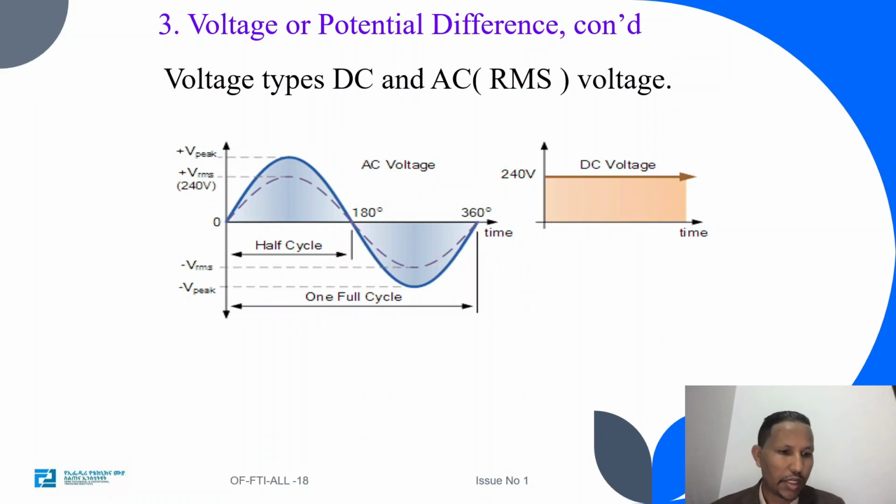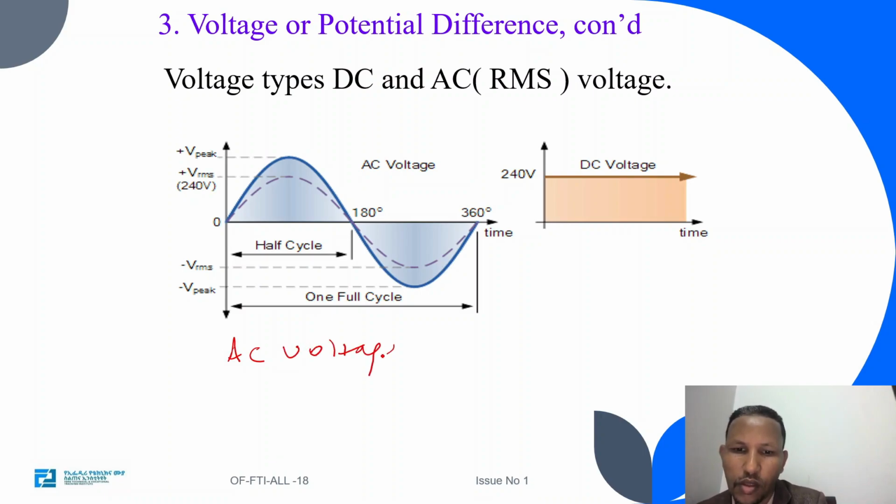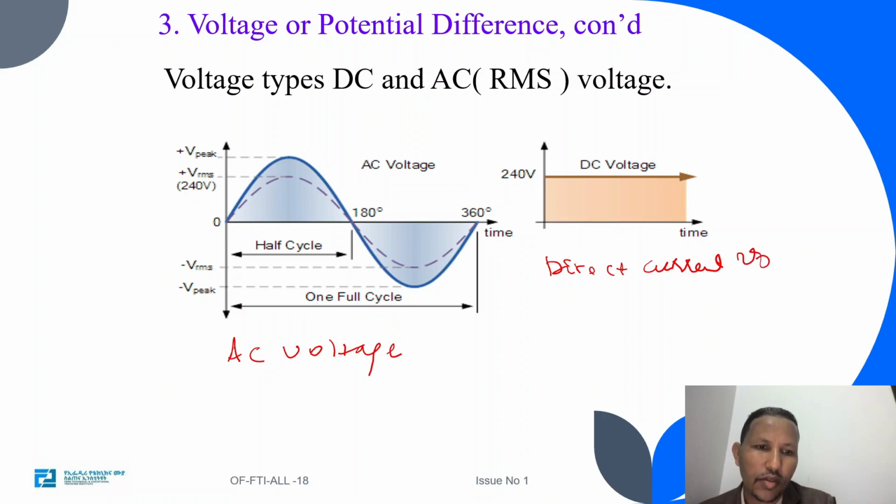So we have two types of voltage, as with current. That means the DC voltage and the AC voltage. You can consider here the AC voltage. This is AC voltage, or alternating current voltage, and this one is direct current voltage.